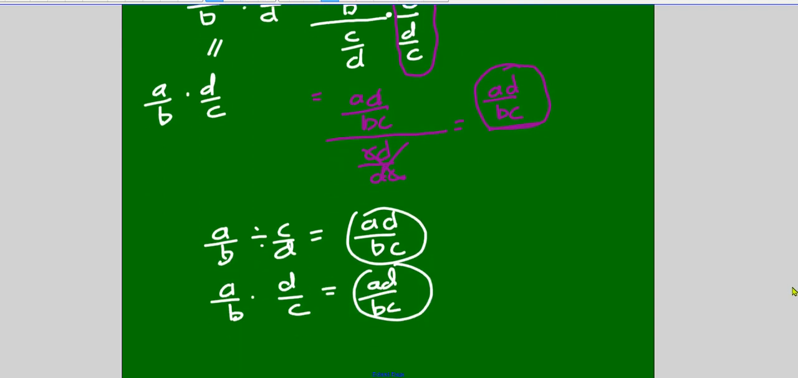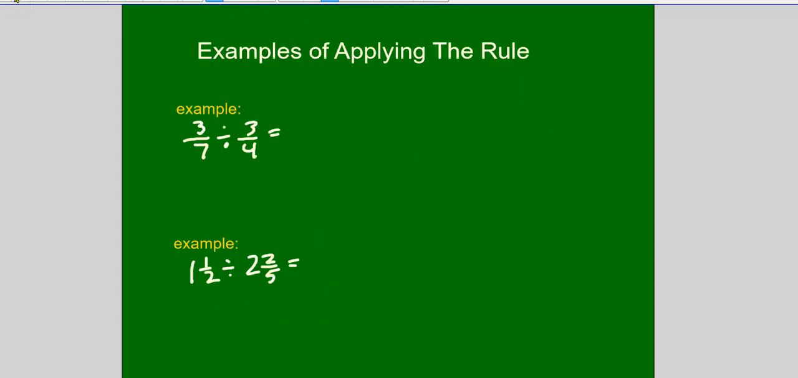Okay, you want to have that memorized so you don't have to go through all the steps every time. You certainly don't want to use a box model. All right, so let's do some example problems. So 3/7 divided by 3/4, okay?